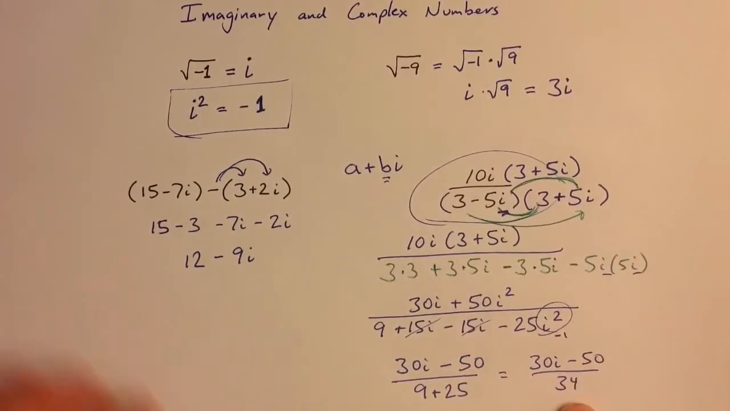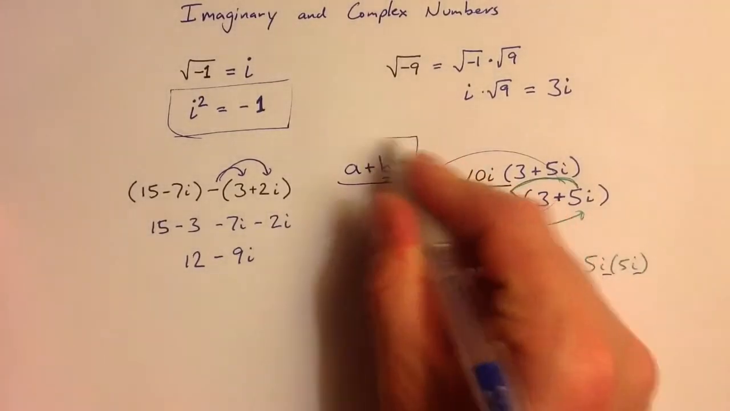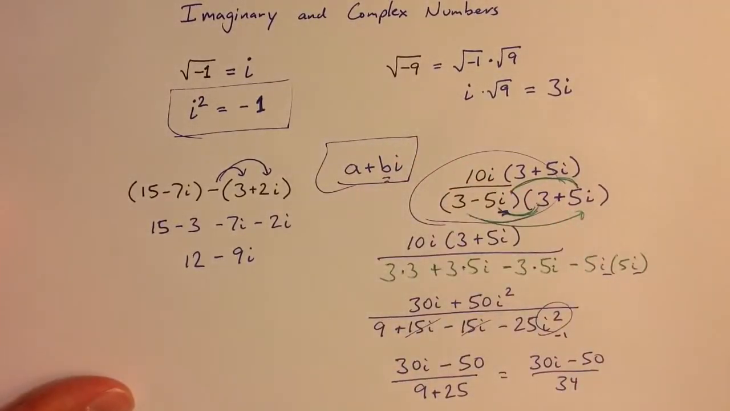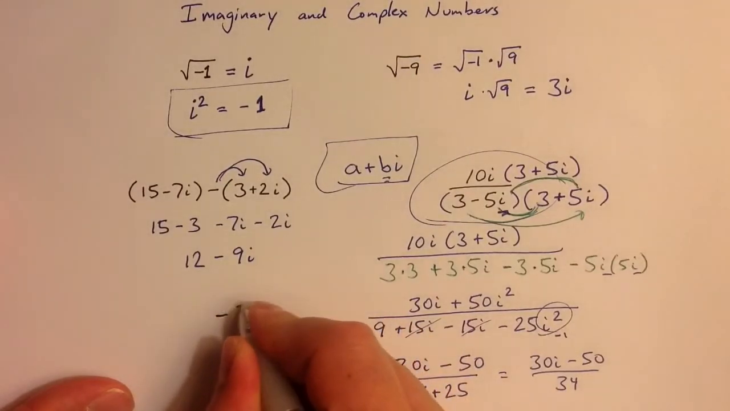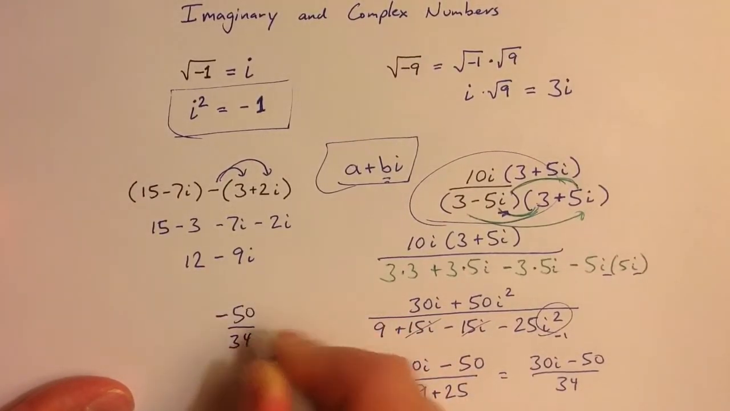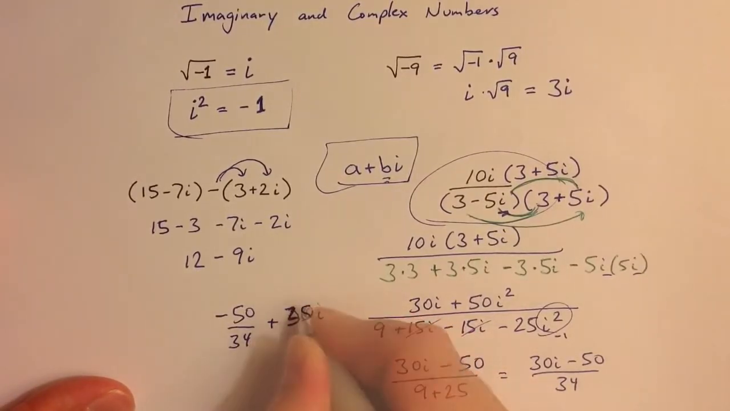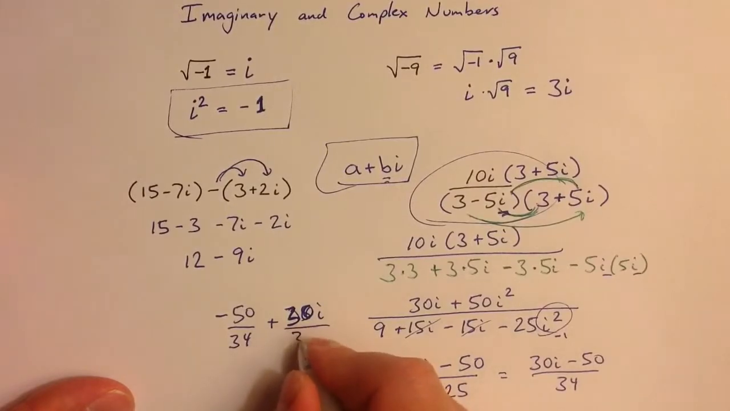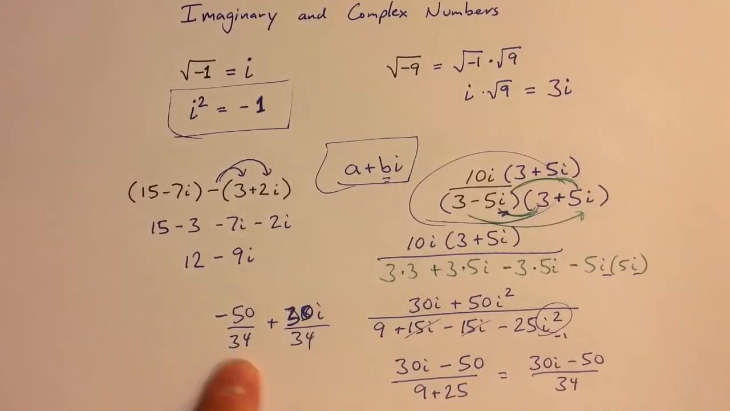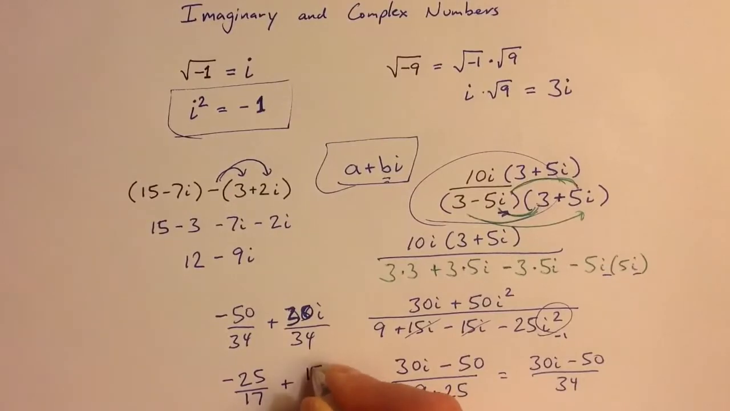And we can do just one more thing to make it a little bit simpler. If I want to write it in the form a plus bi, I can write this as negative 50 over 34 plus 30i over 34. And then because all of these numbers are even, I can write it as negative 25 over 17 plus 15 over 17i. So that places it in the form a plus bi and completes the division.